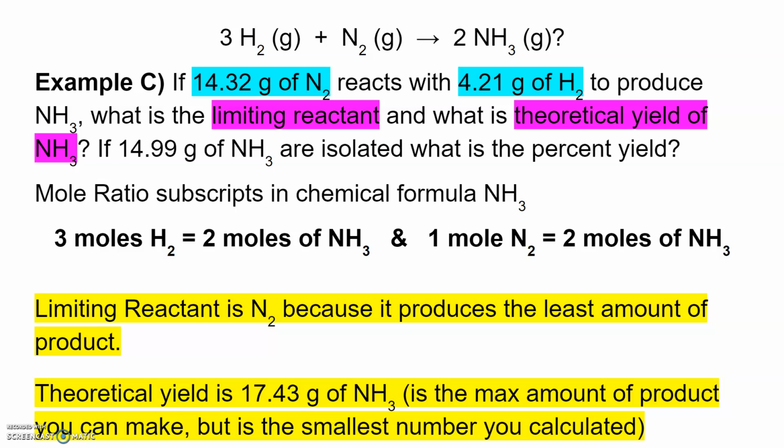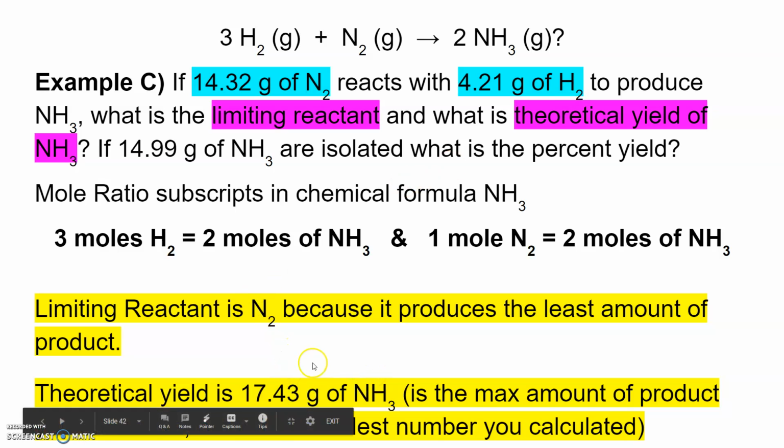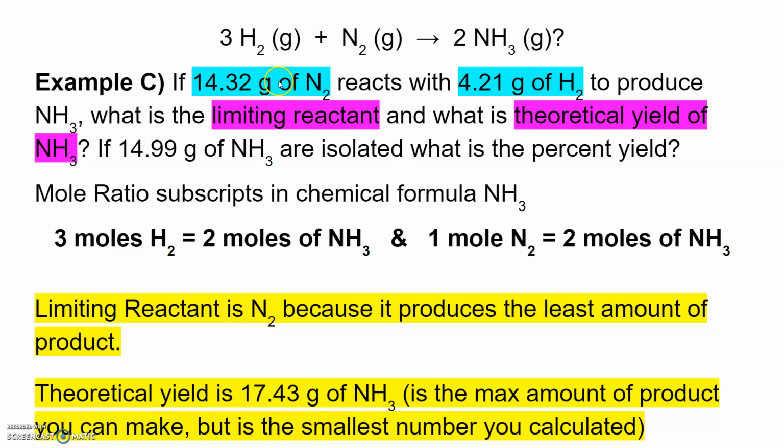The next thing is our theoretical yield. Now that wasn't covered in the video, but the cool thing is you actually found the theoretical yield. The theoretical yield is the smallest number that you calculated. So in that case, the 17.43 grams of NH3, that's our theoretical yield. So theoretical yield technically is the maximum amount of product you can make. So when you mix 14.32 grams of N2 and 4.21 grams of H2, technically the maximum amount of NH3 you can make is 17.43 grams of NH3.